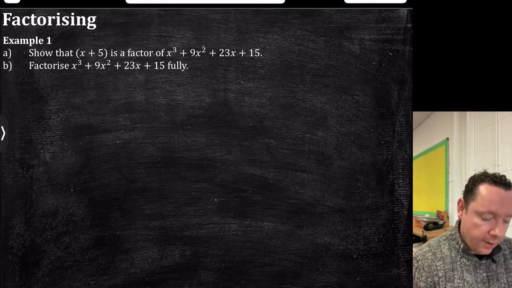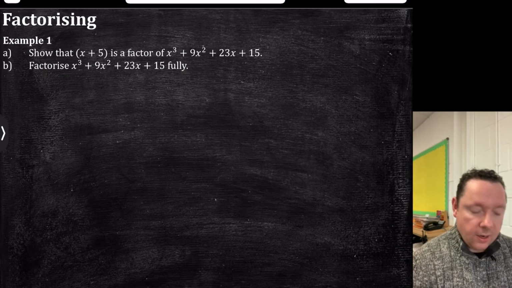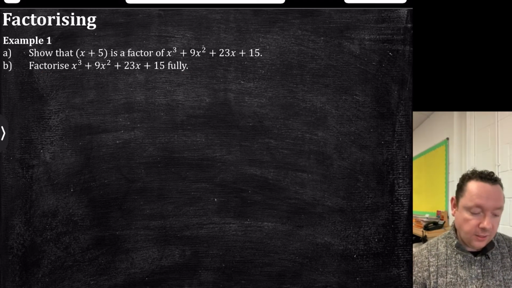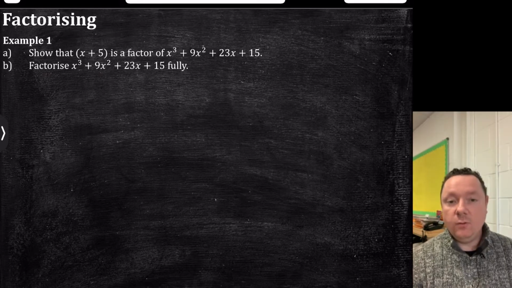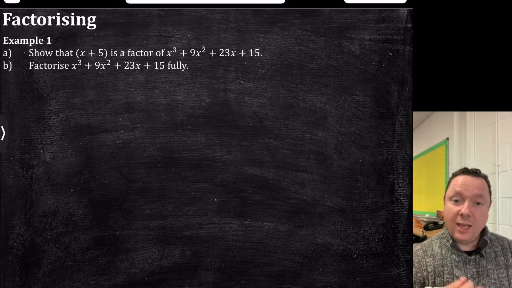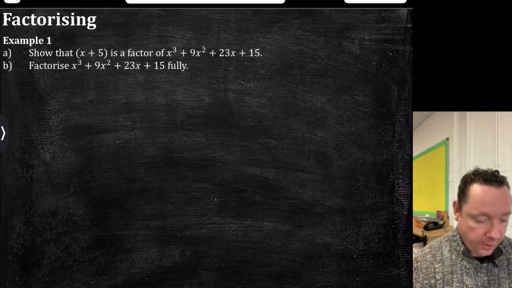Okay, factorising polynomials. Example 1. Show that x plus 5 is a factor of this, and then factorise it fully. Now we're going to look at something called synthetic division. If you want to know that something's a factor, we need to show the remainder is 0. Now we can do it indirectly, but synthetic division really helps with this.